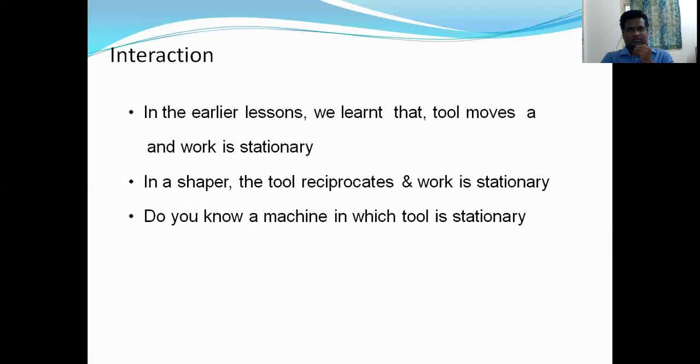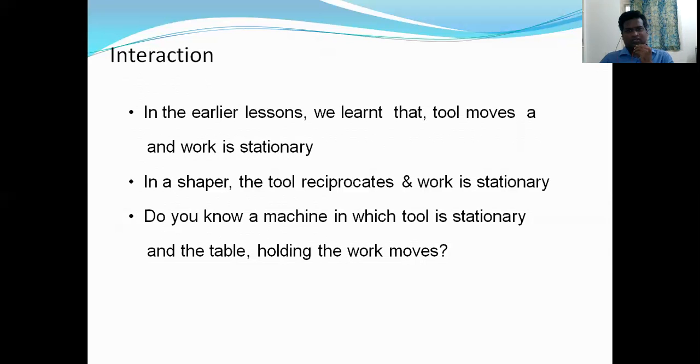So do you know a machine in which the tool is stationary and the table holding the work moves? Here we are going to learn about the new machine. In that machine, what happened?